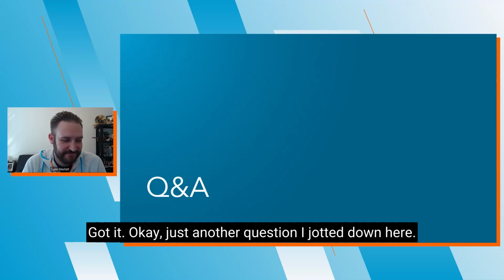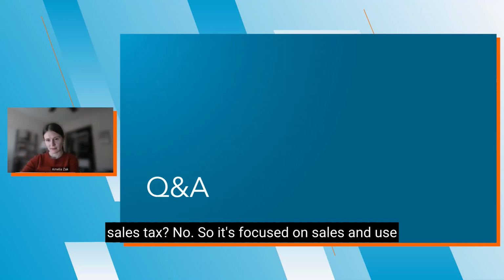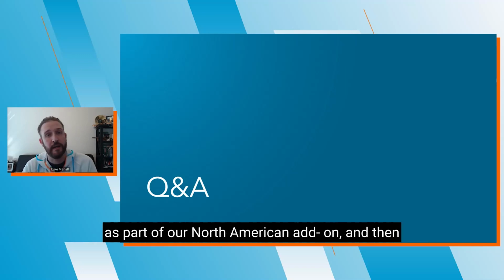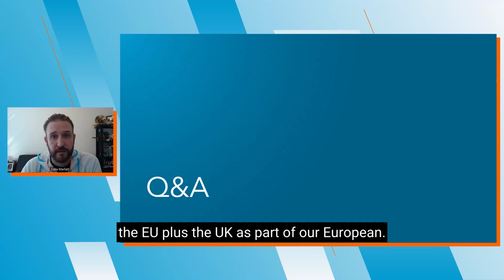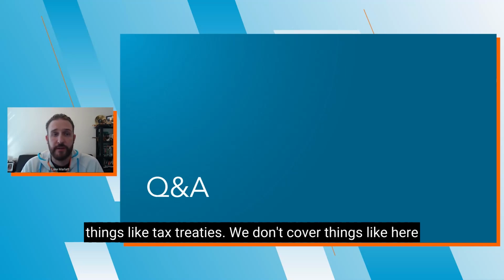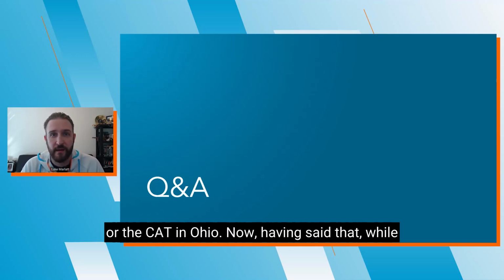Got it. Okay, just another question I jotted down here. Does ATR provide guidance on withholding tax issues on international sales tax? No. So it's focused on sales and use here domestically, and then where we offer global, Canada, Mexico as part of our North American add-on, and then the EU plus the UK as part of our European add-on. We're just focused on that, right? So we don't cover things like tax treaties. We don't cover things like here back in the States, right? The B&O up in Washington or the CAT in Ohio.